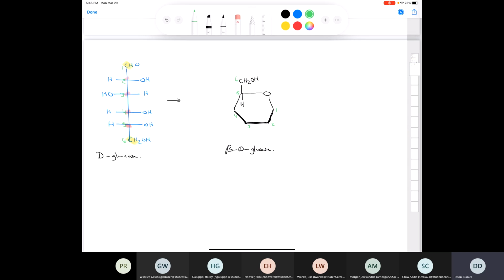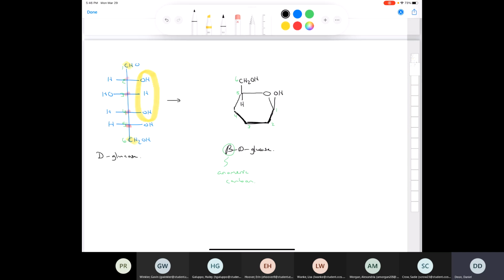Now, since this is beta D-glucose, the beta refers to the anomeric carbon. And if it's beta, that means that the hydroxyl on the anomeric carbon is going to be pointing up, like that. So now all we have to worry about are the hydroxyl groups at carbons 2, 3, and 4, and they're all pointing to the right.